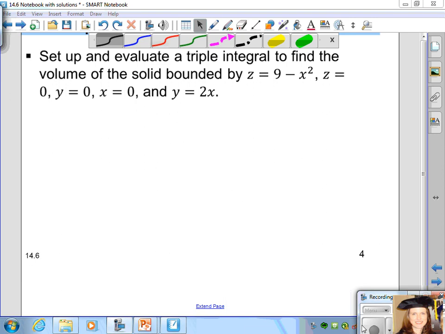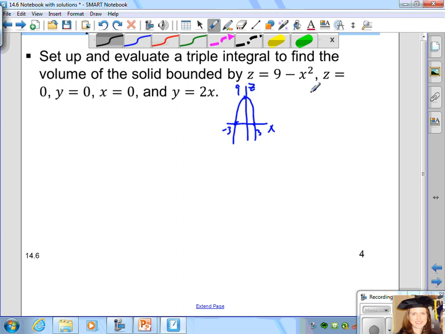Let's begin by sketching a graph of the solid region. The graph of z equals 9 minus x squared is a cylindrical surface. If we look at the xz trace, 9 minus x squared is a parabola that opens down and intersects the x-axis at +3 and -3, and the z-axis at +9. There is no y in this equation, so the y could be anything.